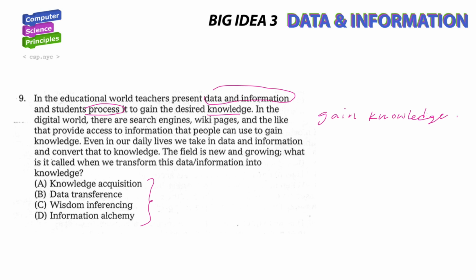And then it says, even in our daily lives, we take in data and information and convert it into knowledge. The field is new and growing. What is it called when we transform this data and information into knowledge? Well, one thing that jumps out at me is alchemy. And this word down at the bottom, alchemy, means the transforming of matter. And this is used in chemistry, like alchemist or alchemy. So information alchemy is the transforming of information into knowledge. And so D would be our answer for number 9.